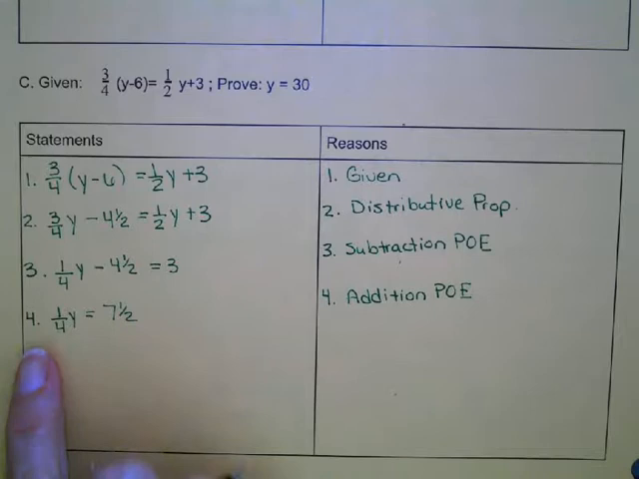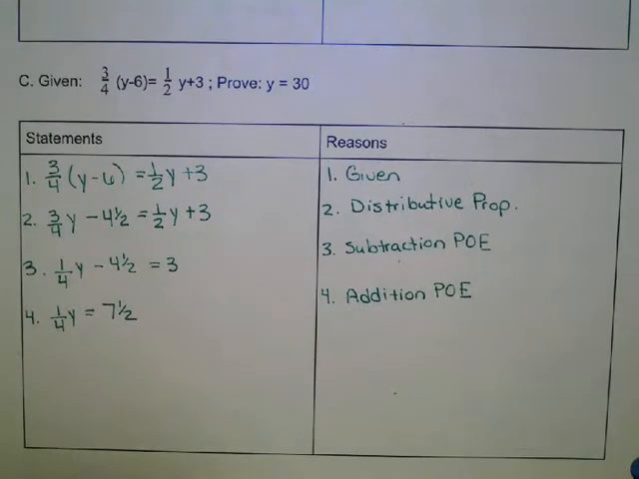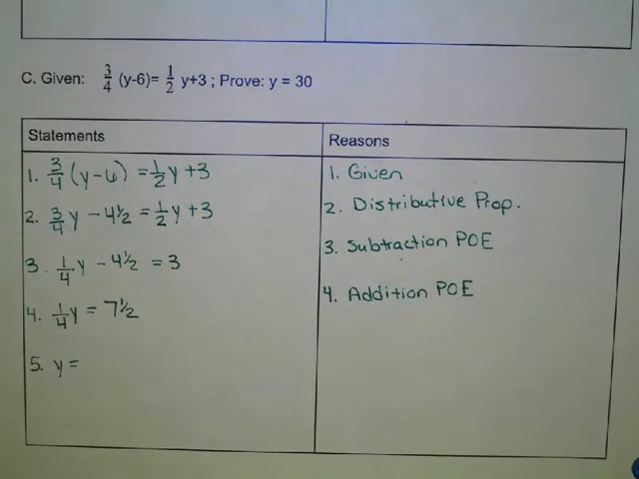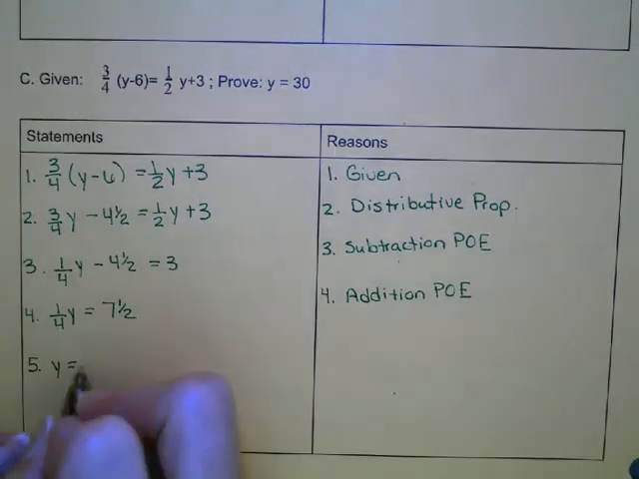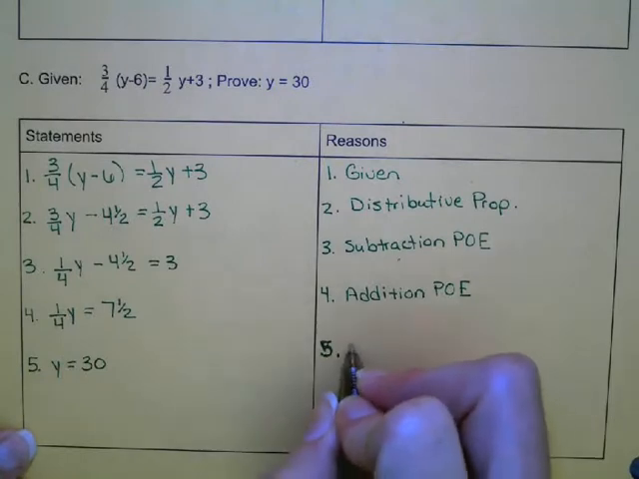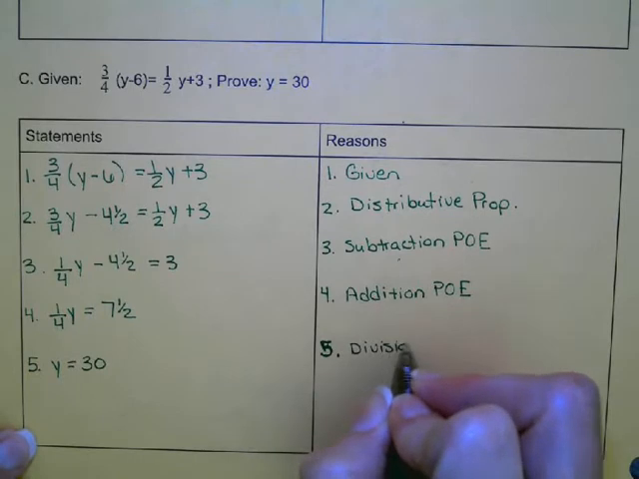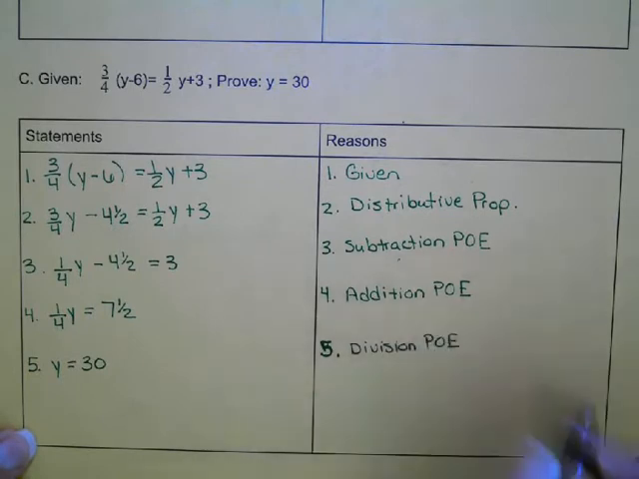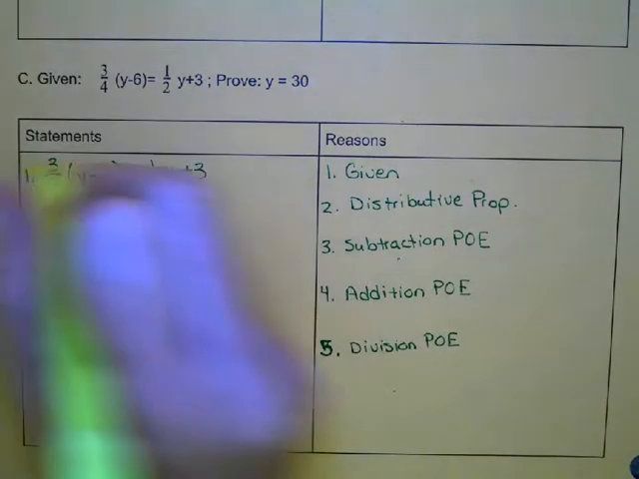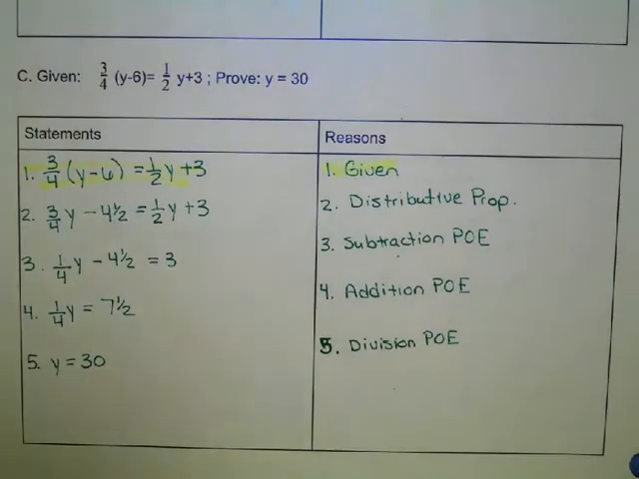And the last step is division. I wrote it as division. In this case, if you want to call it multiplication, if you want to just times 4 to the other side, I would accept either answer on this one. So I'm going to take out my calculator, 7.5 divided by 1/4, and I come out to the answer of 30. I always like to double check just to make sure. This is statement 5. I'm going to say division, because on my calculator I did 7.5 divided by 1/4 to get my y equals 30.